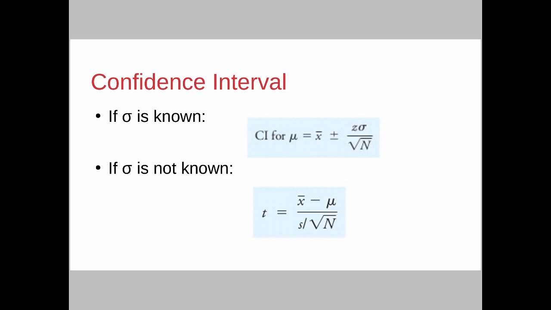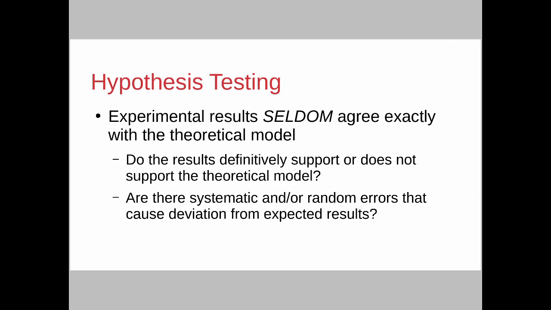So this is the calculation for a confidence interval if your population variance is known, or the other one if it's not known. The next one is hypothesis testing. Why do we do hypothesis testing? Because when we do sampling during experiments, the results seldom agree exactly with the theoretical model.